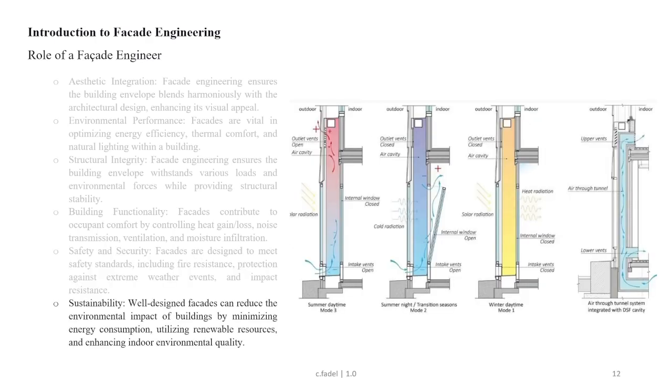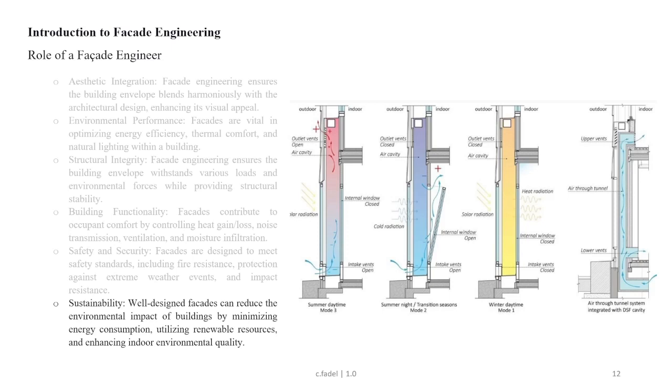Last is the sustainability of the facade. As an engineer, we have to design the facade that can reduce the environmental impacts of the building by minimizing the energy consumption, utilizing renewable resources, and enhancing indoor environmental quality. So therefore, as a facade engineer, the significant role is to promote sustainability and reduce the environmental footprint of the building as much as we can.